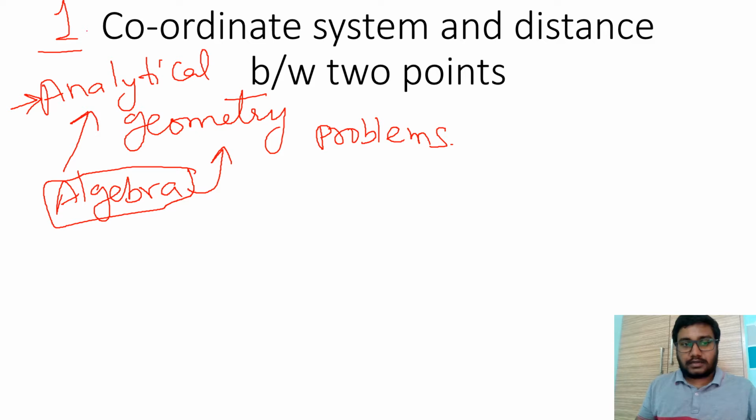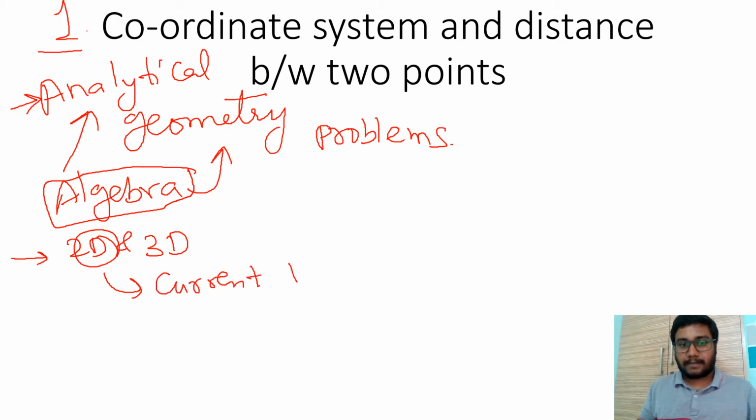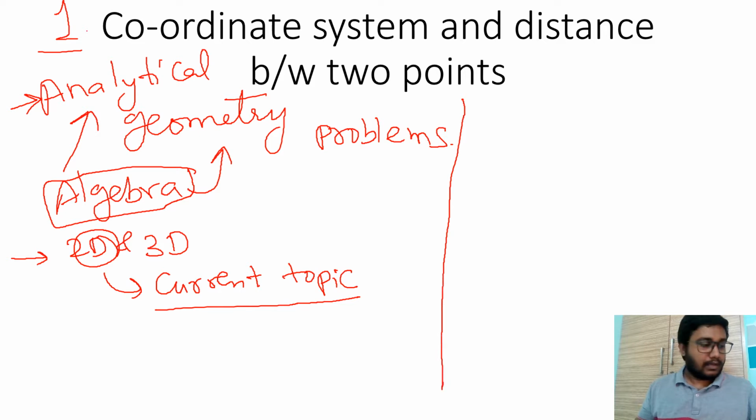In analytical geometry there will be 2D and 3D. In the 2D topic, first is the Cartesian coordinate system, which is today's current topic. For defining the Cartesian coordinate system, first you have to know about the plane.